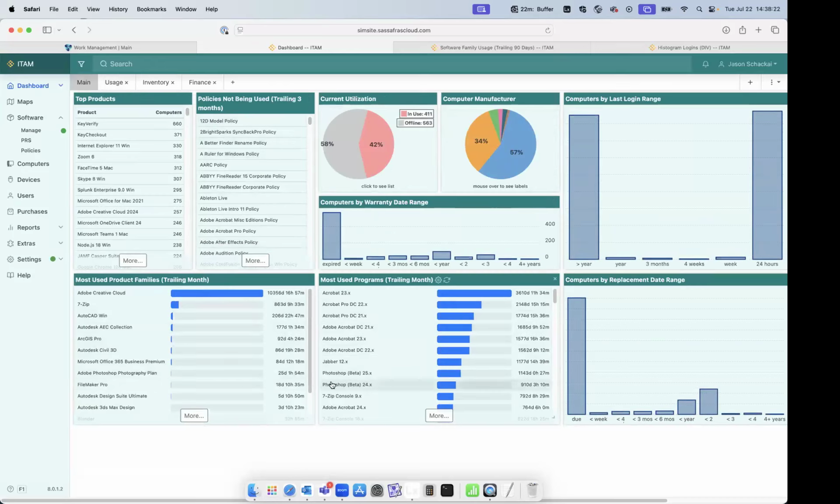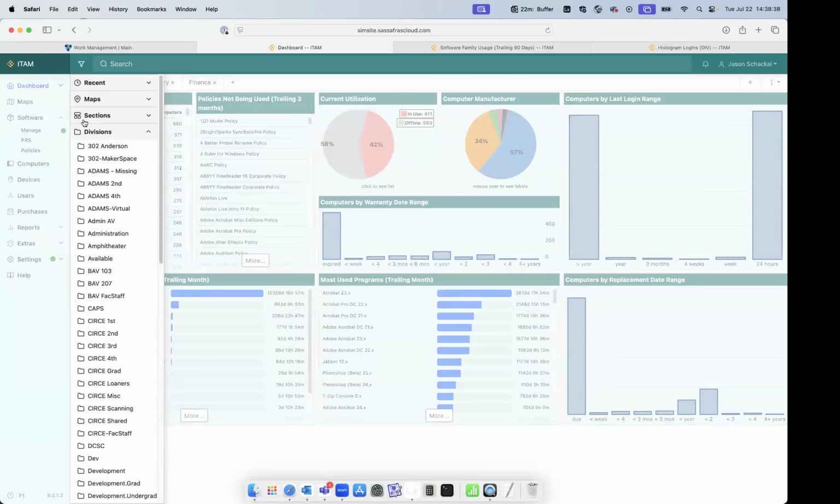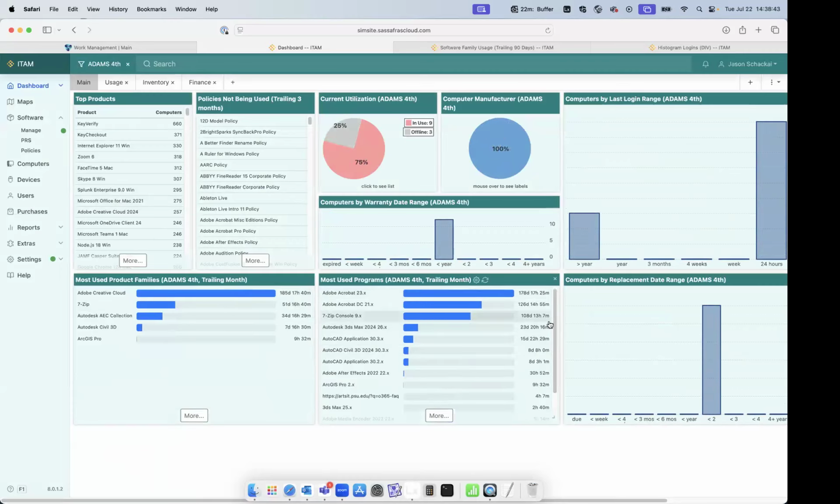And then down here, we see software usage data at the estate level. So we see Adobe Creative Cloud is the most heavily used product family. And on this side, we see software broken down by the actual executable or application. I can then scope this down. So if I want to look at a particular location, maybe this Adam's 4th floor location, and everything on the page updates, and I've got that zoomed in view to a particular room or office. And so it's easy to scope this down and get that more granular view.